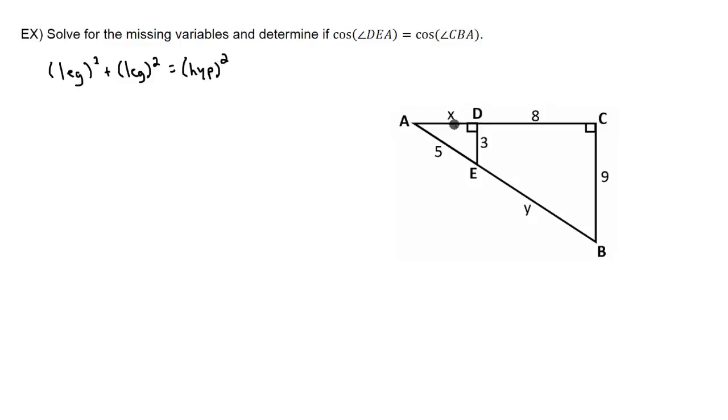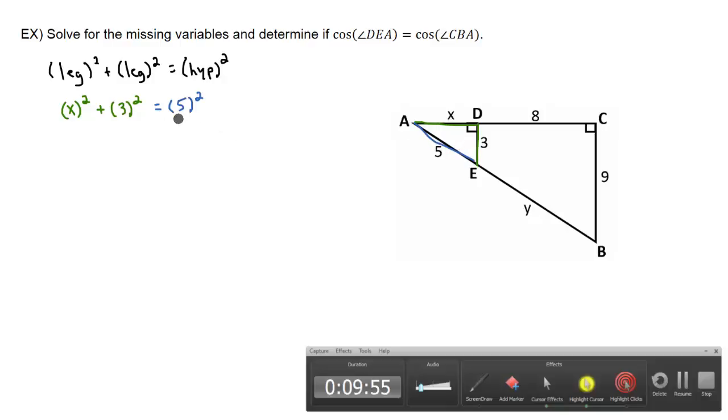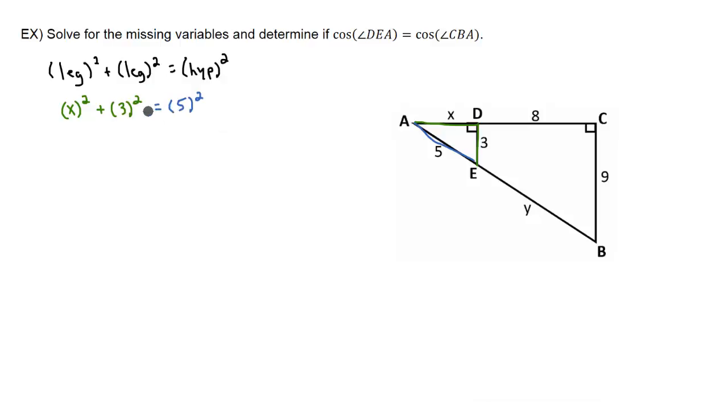So the legs that I'm going to use here are stemming from my right angle. So going this way, that's a leg, and then going down this way, that's a leg. So it looks like X and 3 are my legs. So there we go. I square them and I have them added together. Now the hypotenuse is going to be my last side right here. It's the longest side of the triangle, which is 5, so I have to square that. It's also the value that my equation will be set equal to.